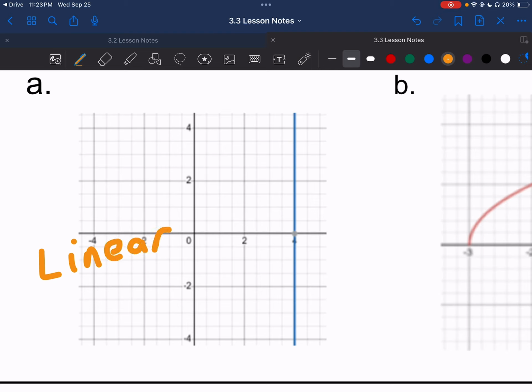It is not a function because it fails the vertical line test. The equation here is going to be x is equal to 4. So that is the one exception to everything being able to be written as y equals mx plus b. This equation would be x equals 4. It is a linear equation. It is not a function because it fails the vertical line test.